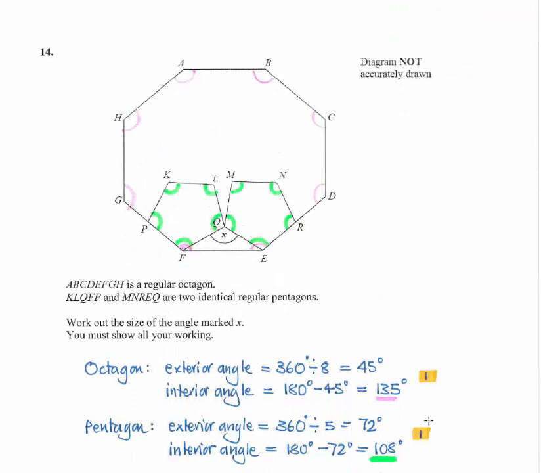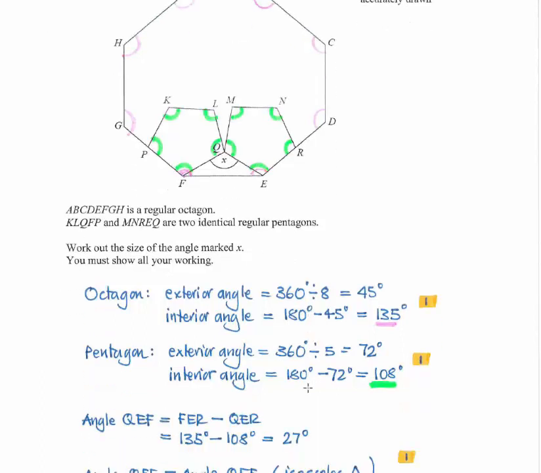Question 14. We've got a question involving regular octagons and regular pentagons, and we've got to work out the size of this angle marked X. And it's really important that you explain what you're doing. So what I've done, first of all, I can see right from the start that I need to know what these angles are. This angle here is the difference between the interior angle of an octagon and the interior angle of a pentagon. If I take this green angle away from the pink angle, I have the angle there.